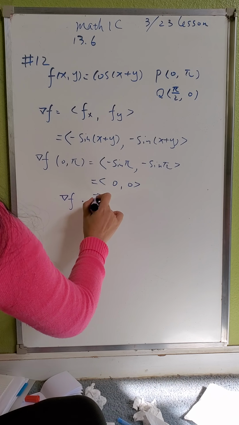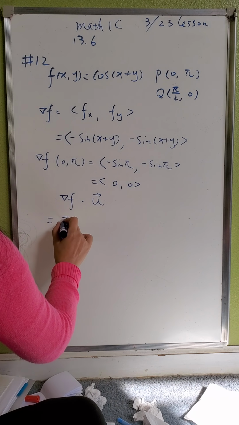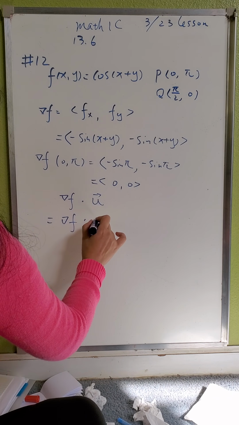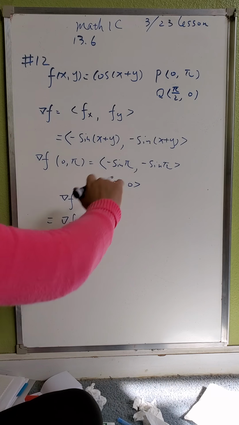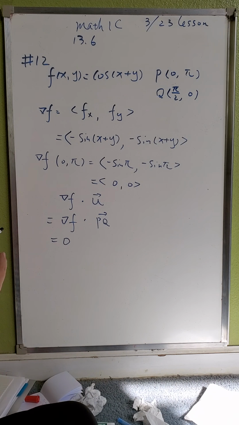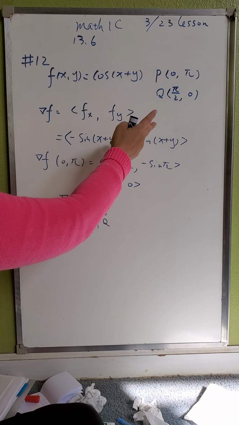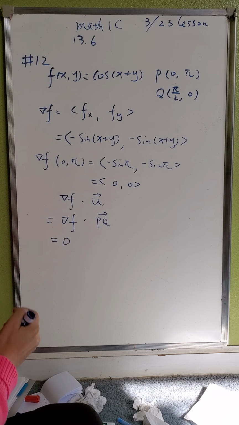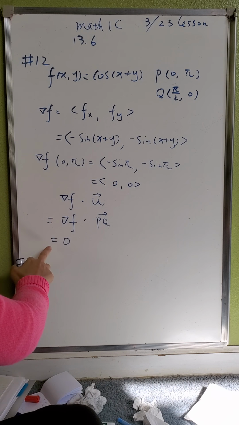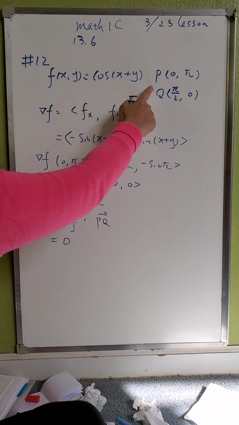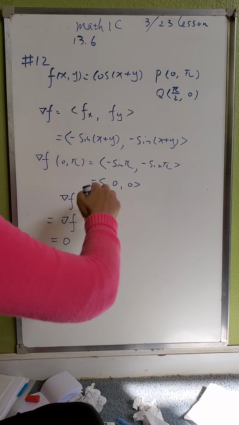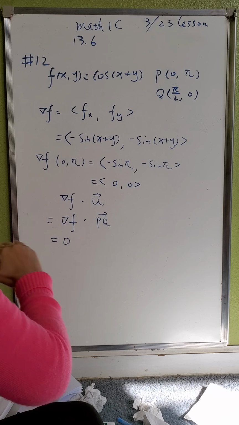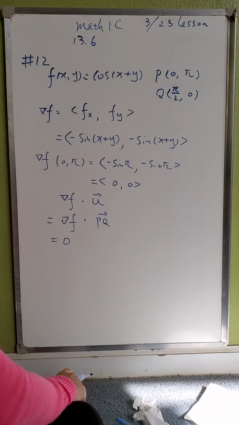0 dot u, that means the gradient dot u, or the gradient dot the PQ vector, is just equal to 0. So I don't need to take my time to do that. So I always find the gradient first. If you're given 2 points, I would definitely find the gradient first. That tells you the slope is equal to 0 at these 2 points, either point. At (0, pi) and (pi over 2, 0), they all get 0 as a slope, which means it's a horizontal line when the slope is equal to 0.